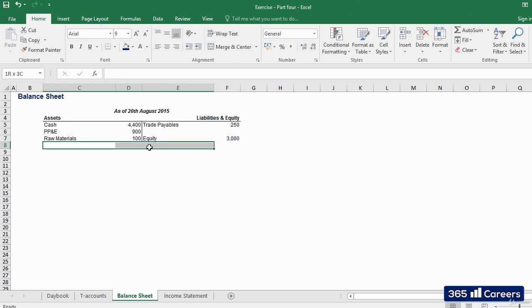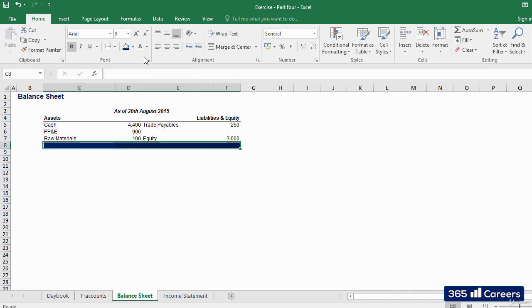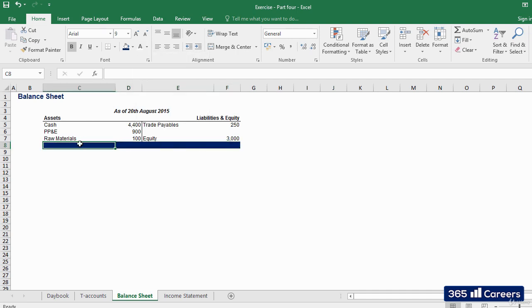Let's create a total row at the bottom of the balance sheet. This will allow us to calculate the sum of the two columns. I'll color it in dark blue because it is my favorite color, and we'll change its font color to white. Okay, great. Here we will have total assets. And here we will have total liabilities and equity. Now we are ready to make the sum of the two columns.